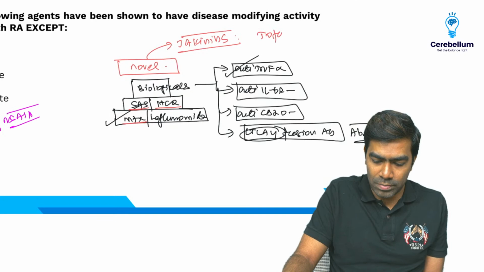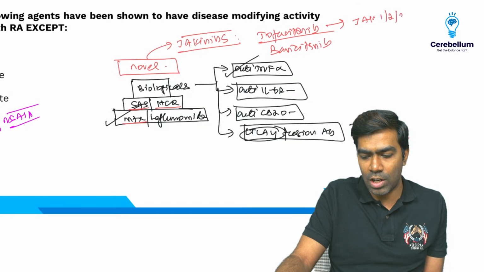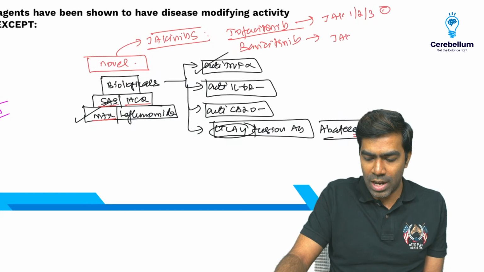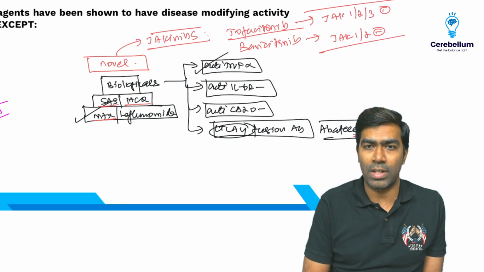Tofacitinib and baricitinib. So what about tofacitinib? Tofacitinib inhibits JAK 1, 2, 3, all 3 receptors, a non-selective JAK inhibitor. Baricitinib is going to inhibit JAK 1 and JAK 2 specifically, okay? Tofacitinib is going to inhibit all 3, JAK 1, 2, 3. Baricitinib is going to inhibit JAK 1 and 2 specifically, not all 3.